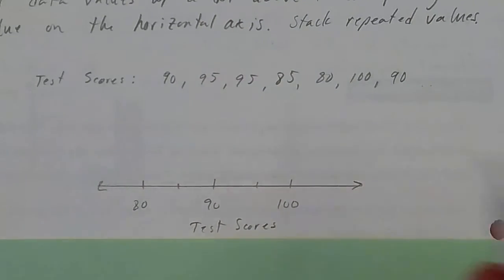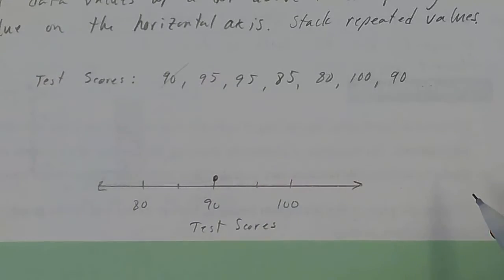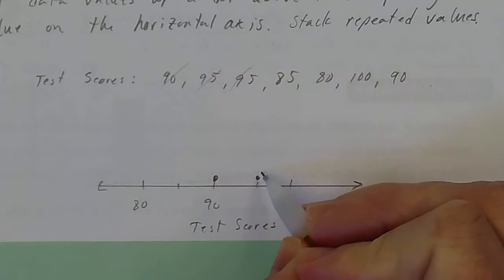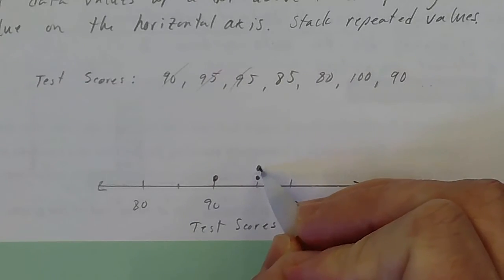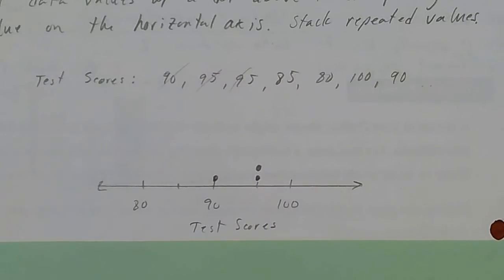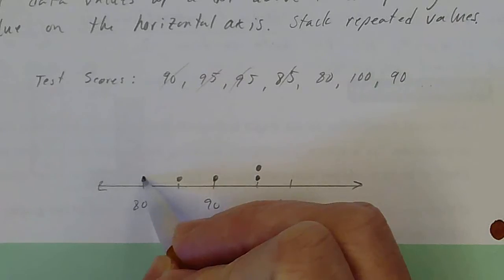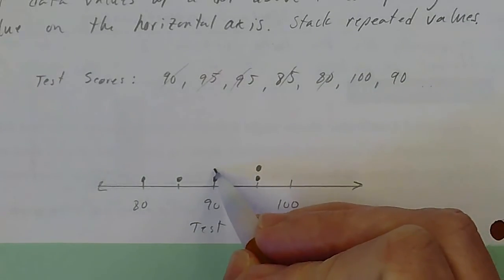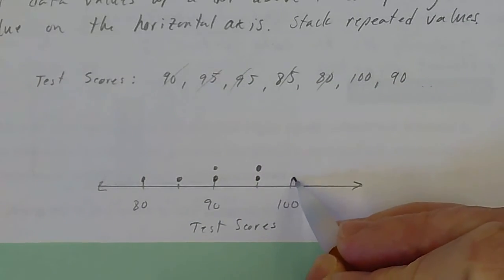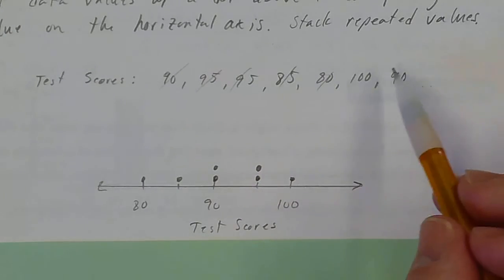All right, so as we do, 90. I'm going to cross that out. I'm going to put a dot above 90 right there. I go on to 95. I have two of them. So at 95, if I have a repeated one, we stack repeated values like that. Just make your dots noticeable. Make them big. 85 happened here. 80, 90, and 100. Okay, so that's called a dot plot.